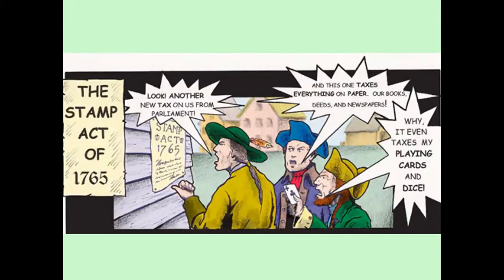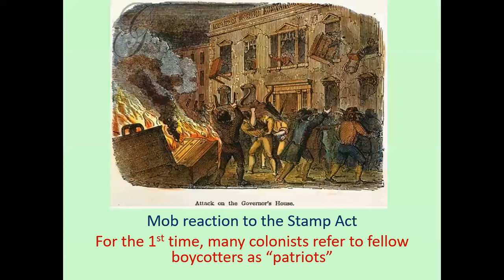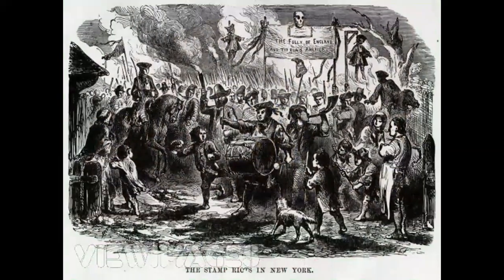Right? Little comic showing what I'm talking about. It's just an extra tax on all paper products. So there are going to be mobs that trash places and burn things down, and it's the first time that boycotters are called patriots. Another political drawing here. These are not actually people up on pikes or hanging. These are dummies representing the British government, just so you know.